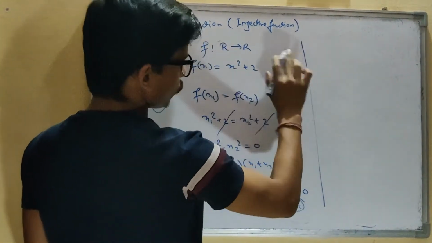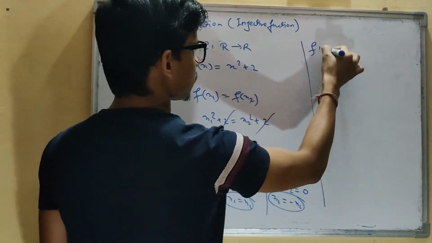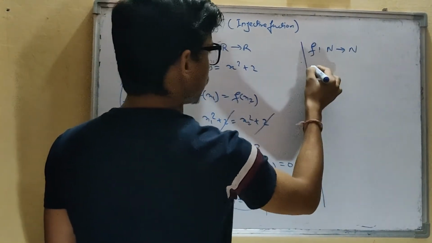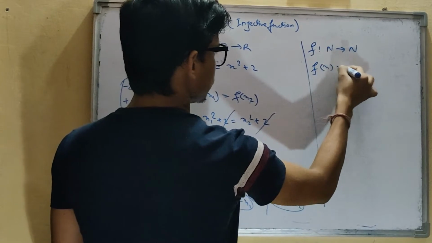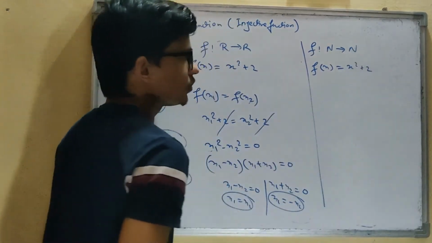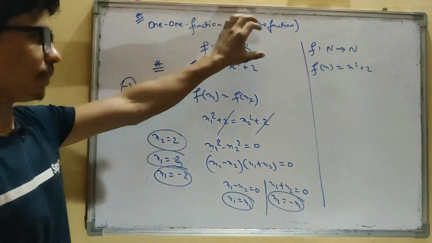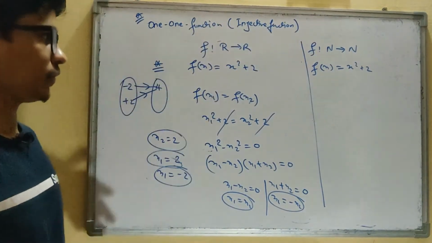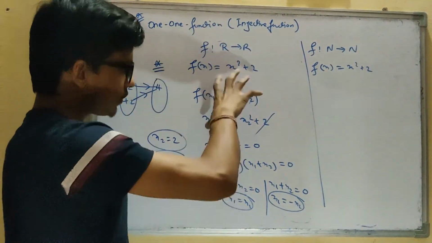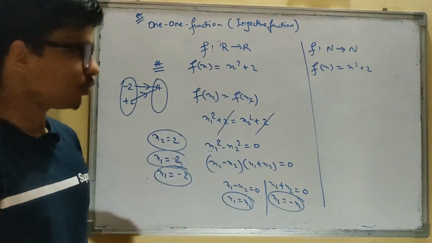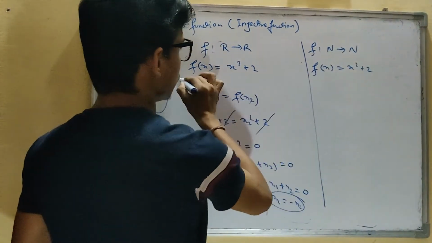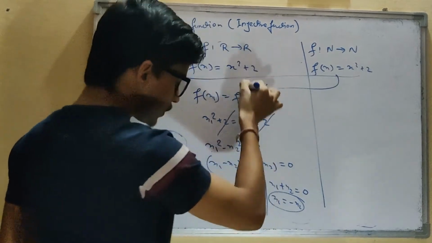If the exactly same question is written like this, N to N, right? And f(x) is defined as x square plus 2. Now the question has been changed. Okay, so this thing is very important, right? So please remember this. Now you have to do the same thing from here also.